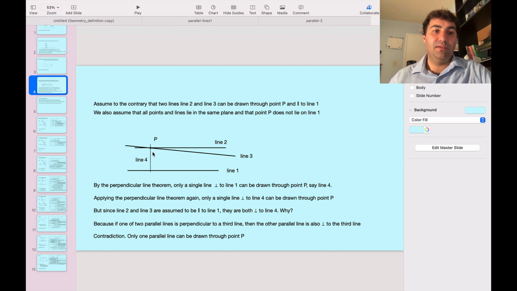But that's impossible. You cannot have two lines that are both perpendicular to the same line through a point, right? Because there's only one such perpendicular line, which we went over in the earlier example. So it's a contradiction. So we cannot actually have more than one line that passes through P and that's parallel to line 1.